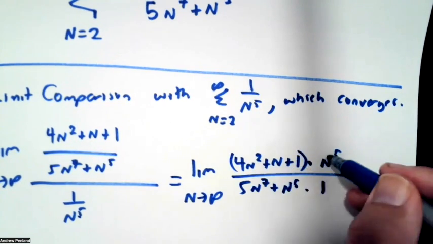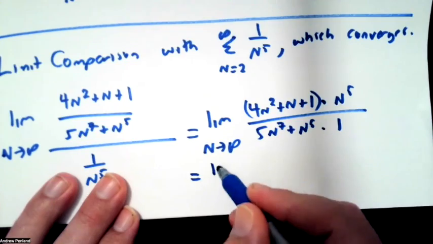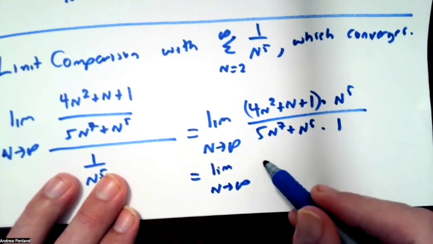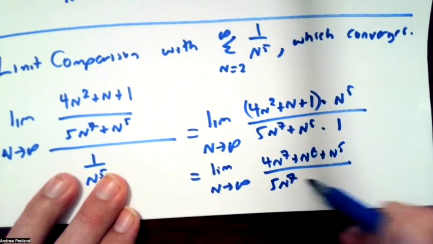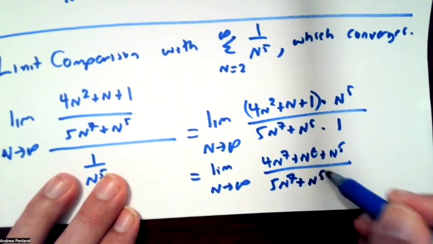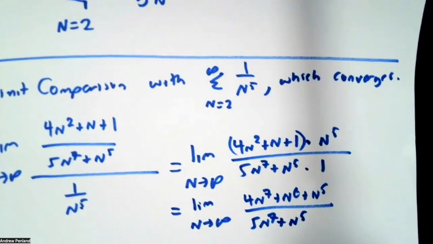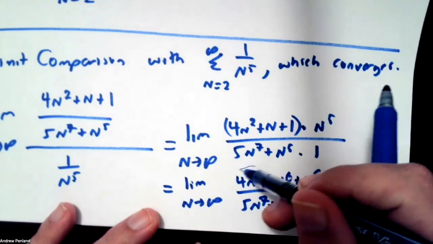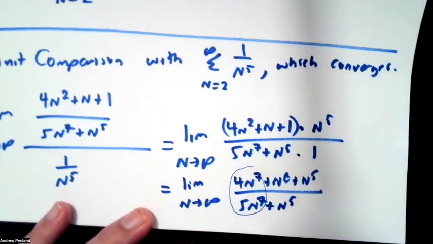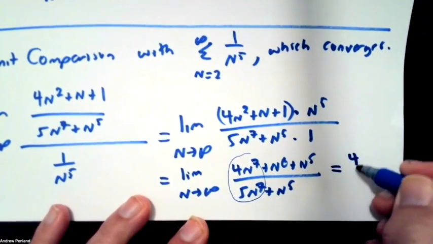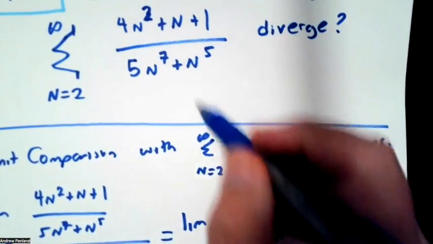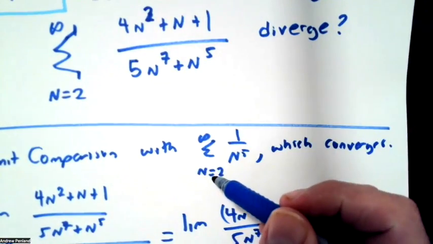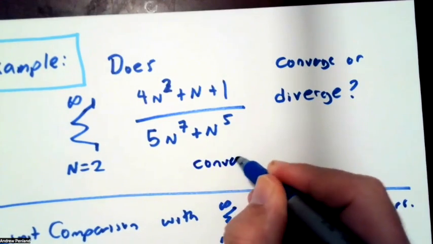And here I need to distribute through. So this would become the limit as n approaches infinity of 4n to the 7th plus n to the 5th, all over 5n to the 7th plus n to the 5th. And this is going to be determined by the leading powers here. So this ratio turns out to be 4/5. Now this is a positive finite number. So this series and this series will have the same behavior. So the answer to this is it converges.